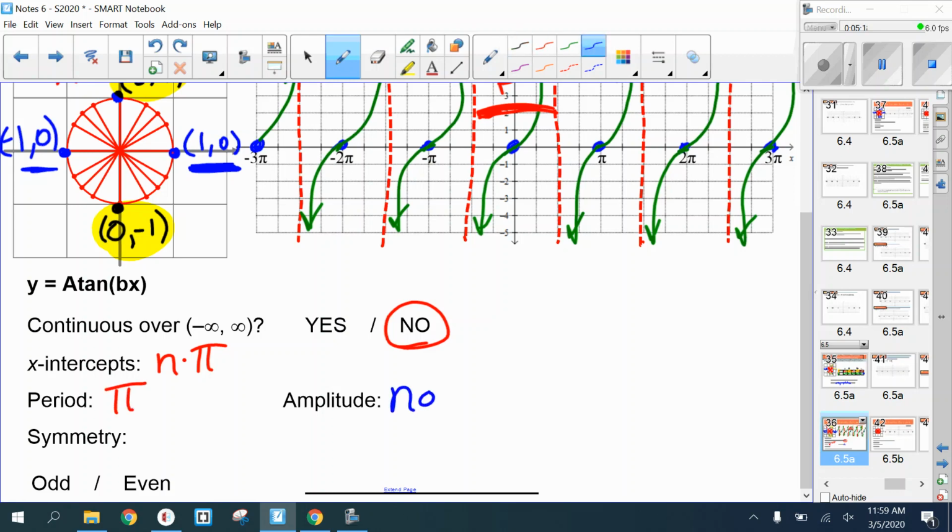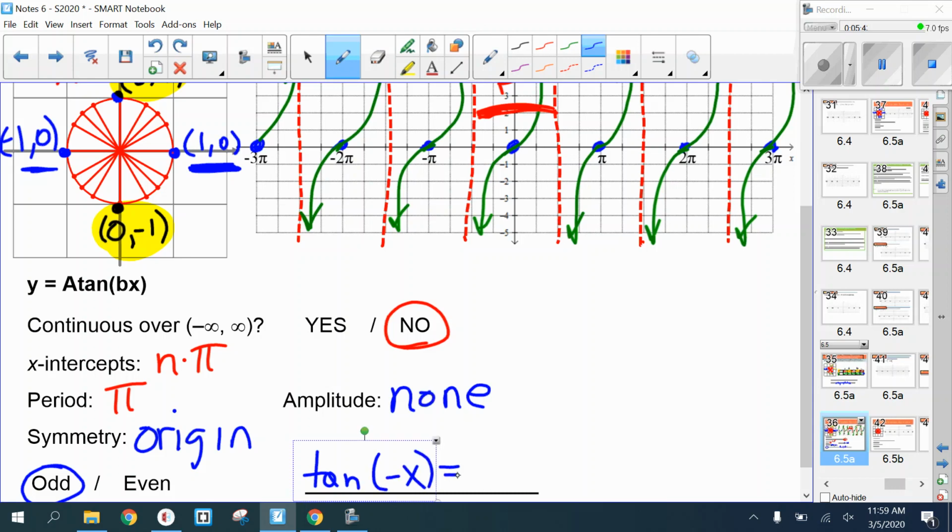Amplitude. Technically, you can't call this an amplitude, okay, because there is no maximum on this graph. It goes up forever. There is going to be an A number that we're going to use, but we can't really call it an amplitude. We'll have to call it something else. Symmetry: symmetry with respect to the origin. This would be odd, and odd functions have this property: tangent of negative x equals negative tangent of x. That means we can pull the negative out.